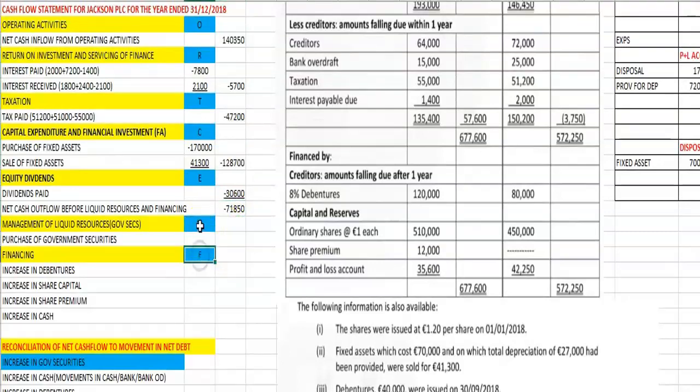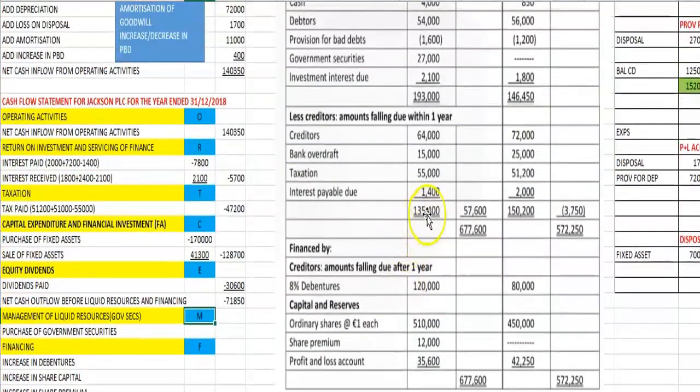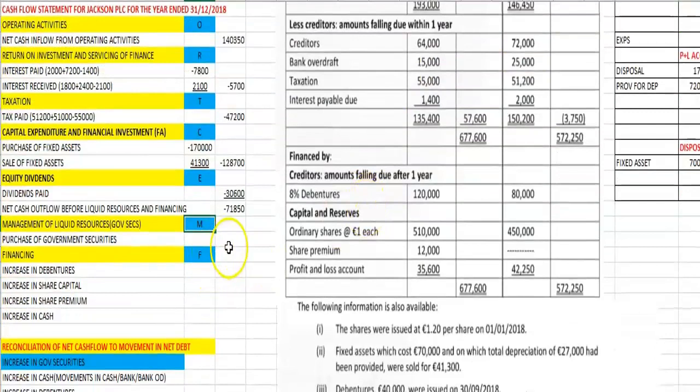You have two headings left. Management of liquid resources and financing. Management of liquid resources means movements in your government securities. So did you buy them or did you sell them? If we look at the balance sheet here, we can see that we must have purchased government securities, which would have represented a cash outflow, in this case of 27,000 euros. Lastly, financing. You're looking at movements in the financing section and how that might have affected cash. Your debentures are increasing from 80,000 to 120,000, so that would have been a cash flow of 40,000 coming into the business.